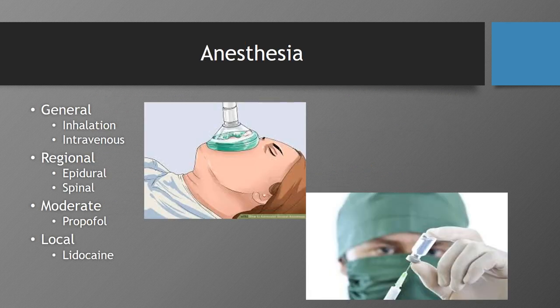So with anesthesia, they have general, which is inhalation or intravenous. They have regional, which could be an epidural or spinal. And then we have moderate anesthesia, which is propofol. And we have local, which is actual lidocaine. And I believe that is actually in your book.